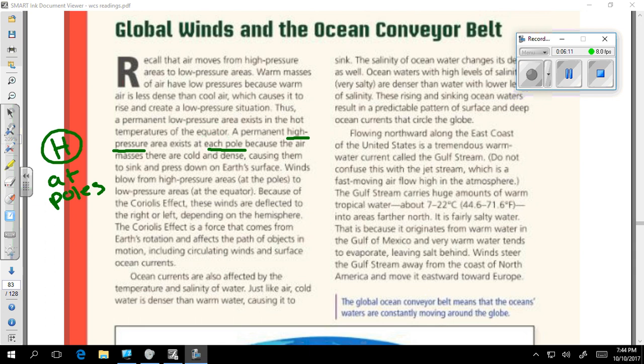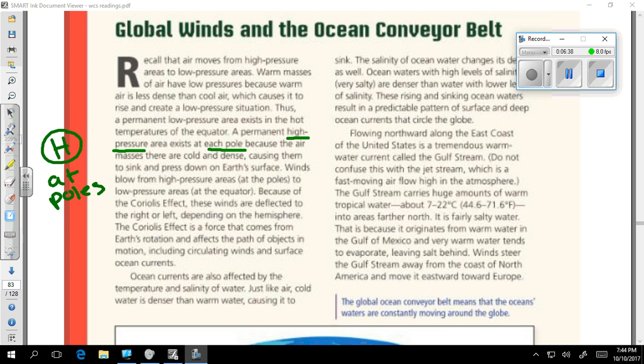The next thing I need you to underline is that there's always a high pressure at the poles, and write that on the side. That H with the circle is high pressure. And if you think about it, you're creating a high pressure because that cold dense air is at the poles because it's cold at the poles. That cold dense air is coming down and pushing down on the ground and causing a lot of force.